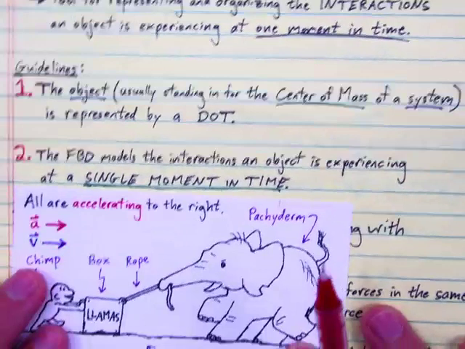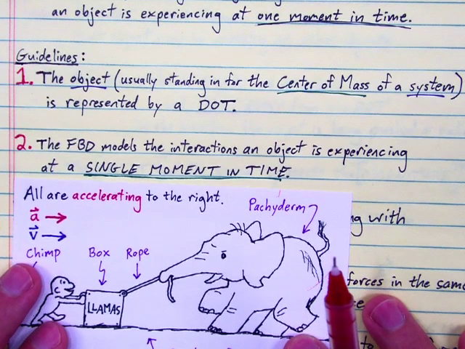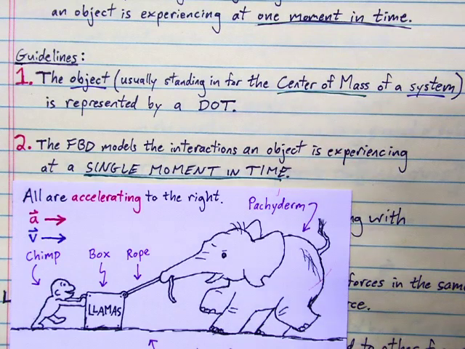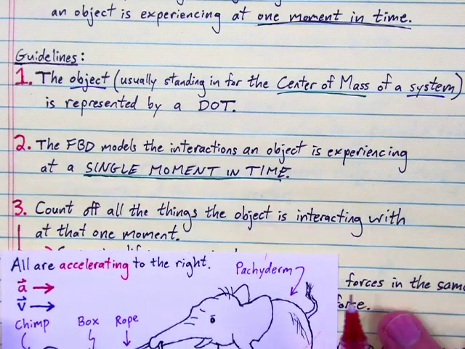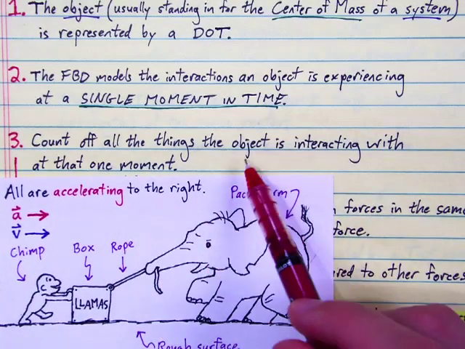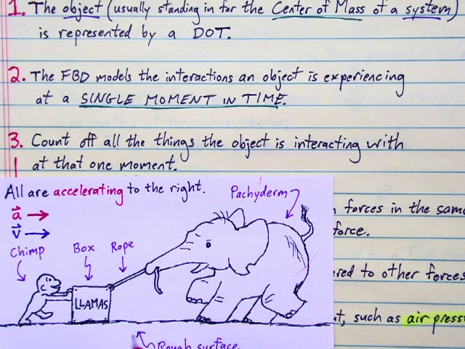2. The FBD models the interactions that an object is experiencing at a single moment in time. This is a frozen moment in time. As soon as the interactions change, a new FBD must be drawn. 3. Here's where the real work starts. Count off all the things the object is interacting with at that one moment. This includes things the object is touching, such as other objects, surfaces, and media, typically the air, and also includes a long-range gravitational interaction with the Earth itself.